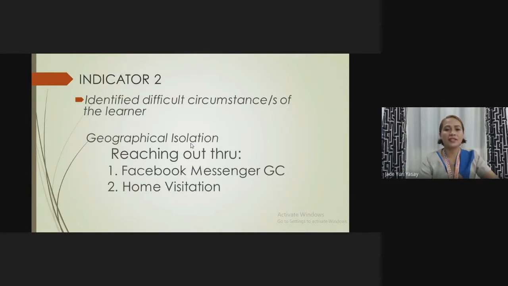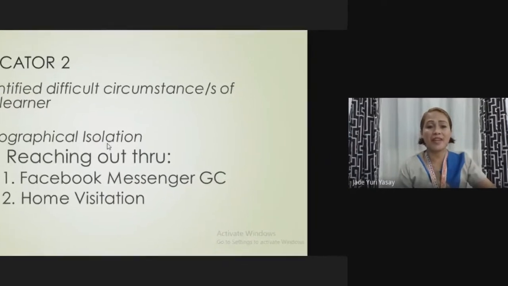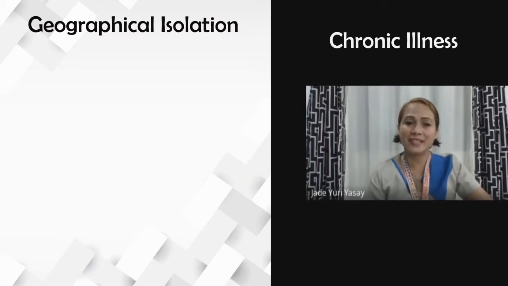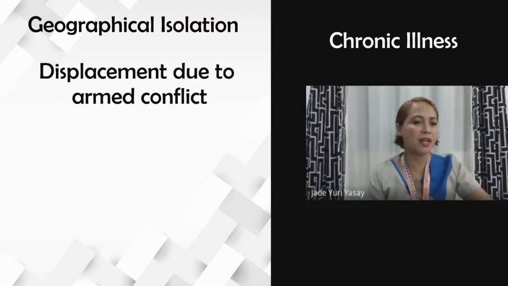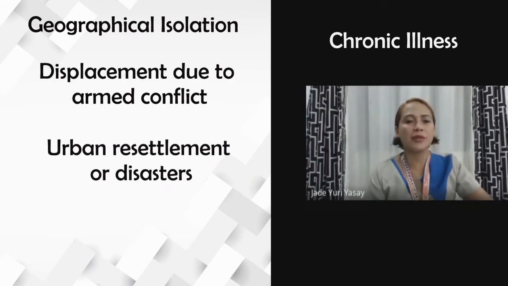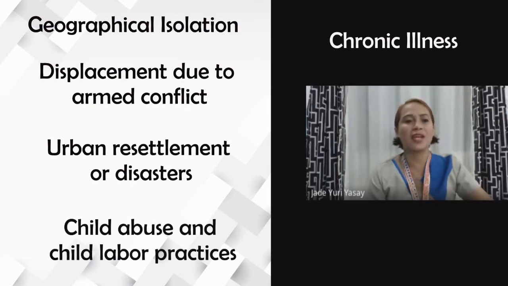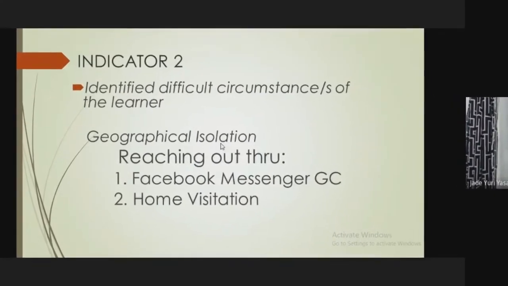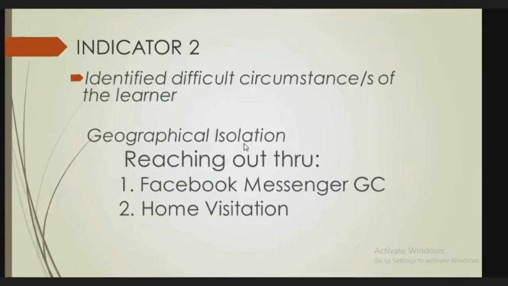So the second indicator is to identify the difficult circumstance or circumstances of the learner. We have 5 to 6 applicable items like geographical isolation, chronic illness, displacement due to armed conflict, urban resettlement or disasters, child abuse, and child labor practices, and others. But for this, I only identify one difficult circumstance of my learner, and that is geographical isolation.